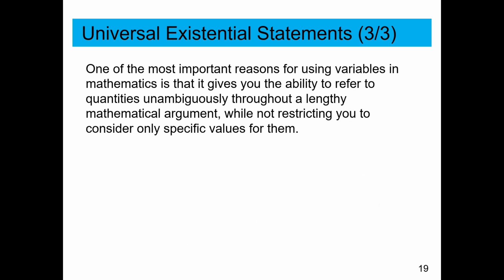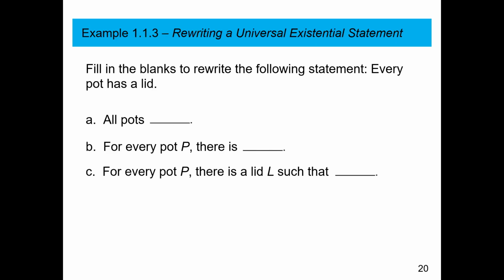All right, one of the most important reasons we do this is the ability to refer to quantities ambiguously without a lengthy mathematical argument. We don't like to say things really, really long. We want to be concise and clear. We do want to write things and use words, but we don't want 5 paragraphs when one line will do. So I want you to think for a second. Our statement is every pot has a lid. How can you finish these 3 sentences so that they still convey the message that every pot has a lid? Pause and try.